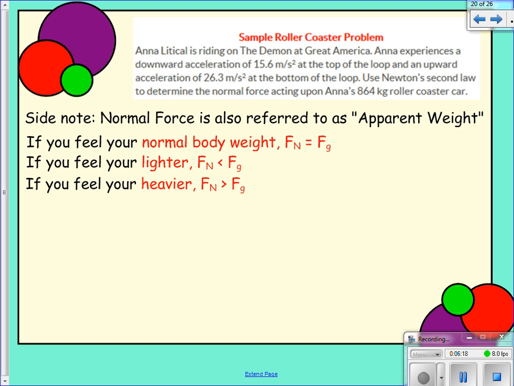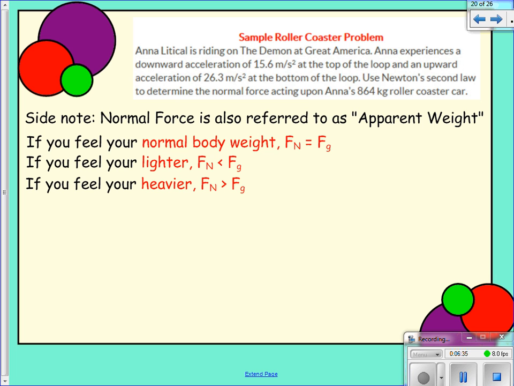Okay, now let's look at a roller coaster. Roller coaster problems are just classic circular motion physics problems, and so we'll be seeing a lot of those. And so let's look at this one. Analytical, which is pretty clever. Analytical is riding on the Demon at Great America, which is the Six Flags in Chicago.